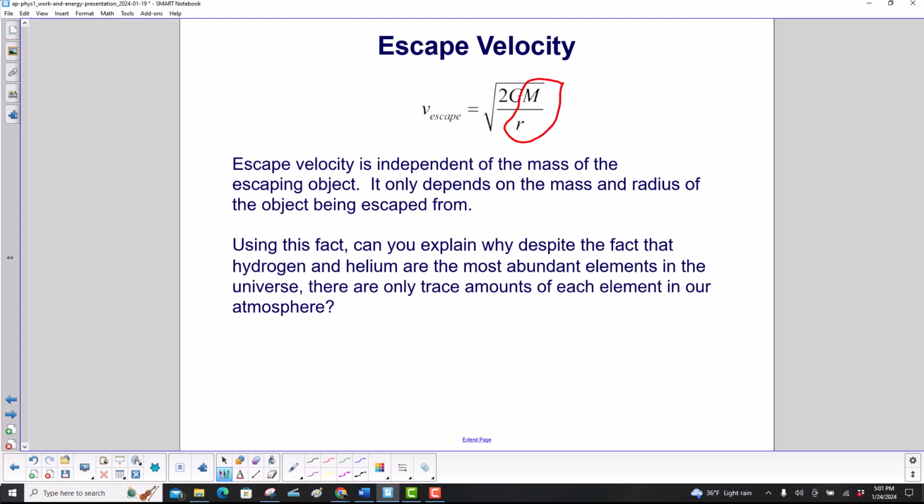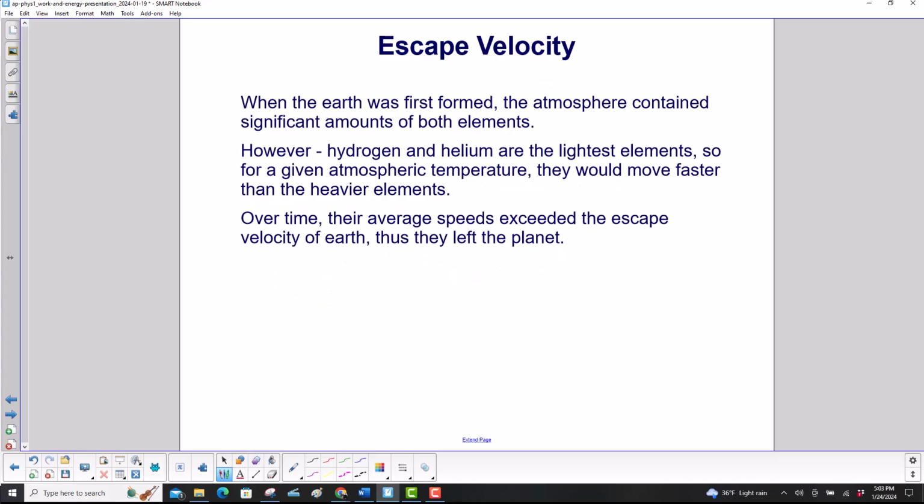Using this fact, can you explain why, despite the fact that hydrogen and helium are the most abundant elements in the universe, there are only trace amounts of each element in our atmosphere? When the Earth was first formed, the atmosphere contained significant amounts of both elements. However, hydrogen and helium are the lightest elements, so for a given atmospheric temperature, they would move faster than the heavier elements. Over time, their average speeds exceeded the escape velocity of Earth, thus they left the planet.